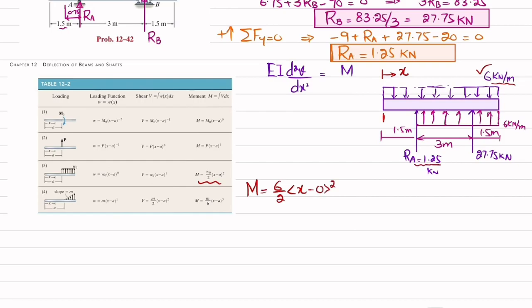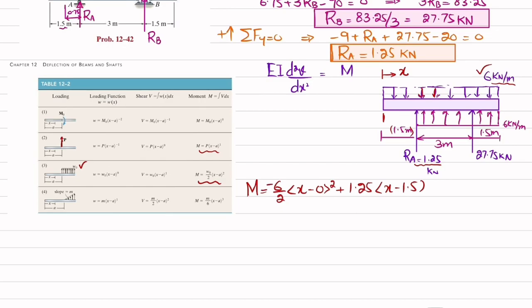The second load will be point load, which is 1.25. For point load, you can see this is upward force. So moment will be this one: plus RA, which is 1.25 into x minus A. A is 1.5, so minus 1.5. Now one more thing is that this uniformly distributed load is in downward direction, and for plus moment it is upward, so this will be minus.